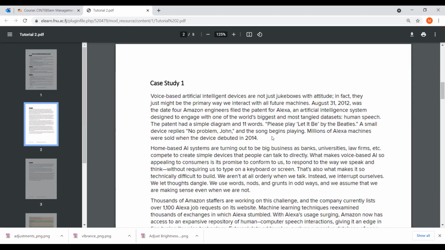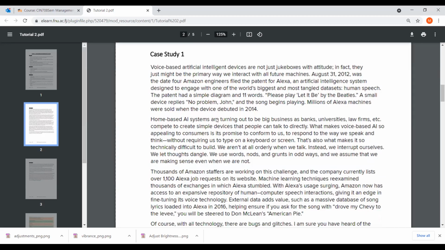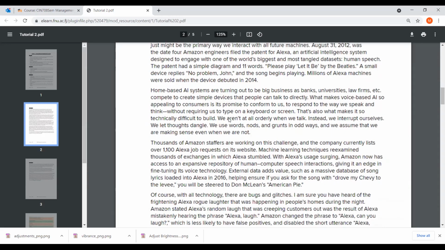The song begins playing. Millions of Alexa machines were sold when the device debuted in 2014. Home-based artificial intelligence systems are turning out to be a big success as banks, universities, law firms, etc. compete to create simple devices that people can talk to directly. What makes voice-based AI so appealing to consumers is its promise to conform to us, to respond to the way we speak and think, without requiring us to type on a keyboard or screen.